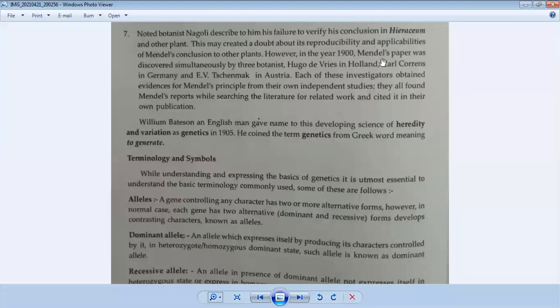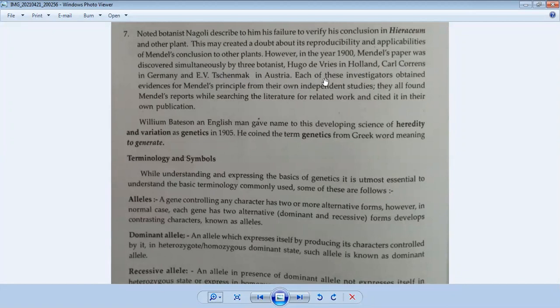However, in the year 1900, Mendel's paper was discovered simultaneously by the three botanists Hugo de Vries in Holland, Karl Correns in Germany, and E.V. Schermak in Austria. साइमल्टेनियसली मतलब कुछ सालों बाद वहां पे क्या हुआ कि मेंडल का ही एक्सपेरिमेंट तीन साइंटिस्ट को मिला कि जो उसी चीज पे एक्सपेरिमेंट परफॉर्म कर रहे थे कि दैट हाउ द कैरेक्टरिस्टिक्स आर ट्रांसफर्ड फ्रॉम वन जनरेशन टू अनदर जनरेशन. उन तीन साइंटिस्ट के नाम थे ह्यूगो डिव्रीज, कार्ल कोरेंस एंड शेरमैक.